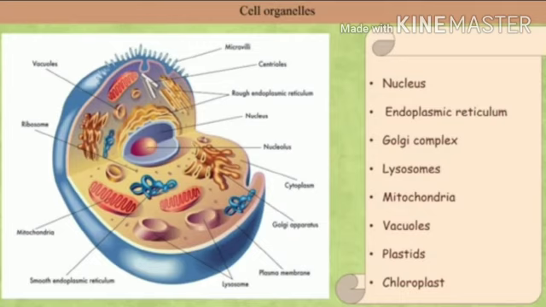Cell organelles are nothing but components of the cell. The components of the cell are nucleus, endoplasmic reticulum, Golgi complex, lysosomes, mitochondria, vacuoles, plastid and chloroplast. Let's see them one by one.